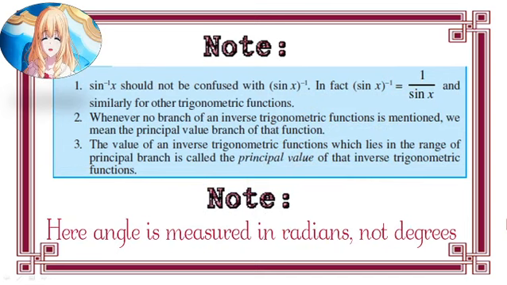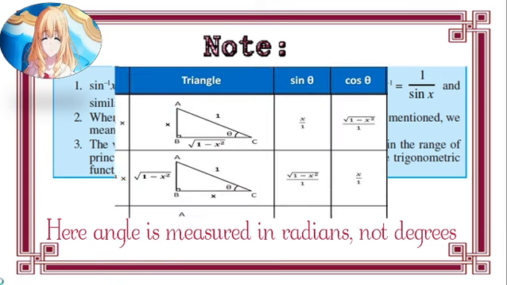Here students, we have to note down a few things. Sine inverse x should not be confused with sine x whole inverse. In fact, sine x whole inverse is nothing but 1 upon sine x, and similarly for other trigonometric functions this is applicable. Wherever no branch of inverse trigonometric function is mentioned, it means we are talking about the principal value branch, and the value of inverse trigonometric functions which lies in the range of the principal branch is called the principal value of that particular function. Another important thing here, angle is measured in radians, not degrees.